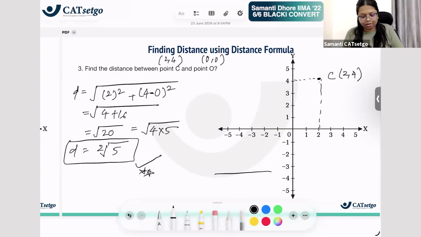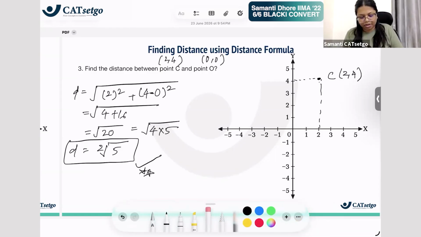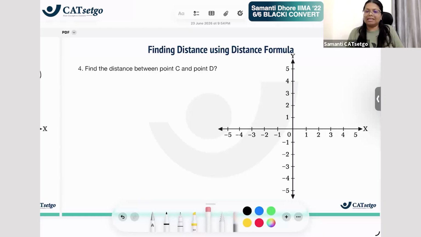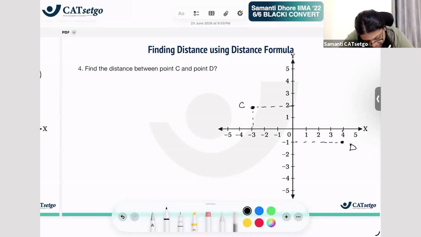Okay. Now similarly, find the distance between point C and D. I'll give you point C and D. Let's say point C is here. This is point C and this is point D. Find the distance between point C and point D. The distance between them. Find out the distance between point C and point D.